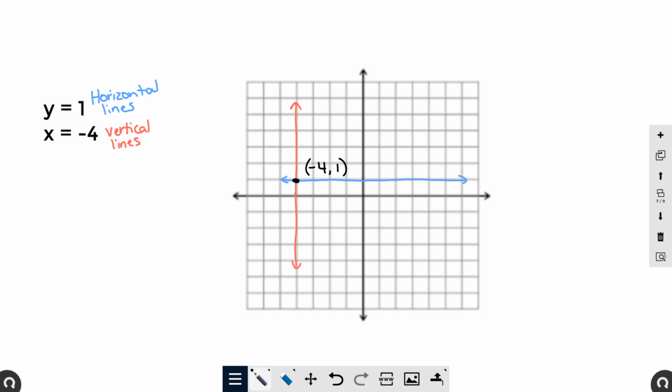Perpendicular. That's a key word. So if you have perpendicular lines, they're going to have one solution. You're going to have where they cross one time, and like this one crosses at -4, 1.